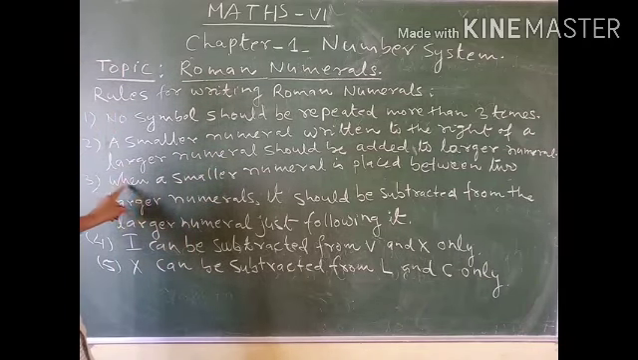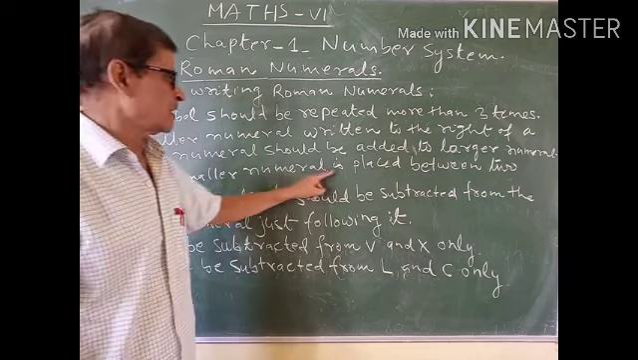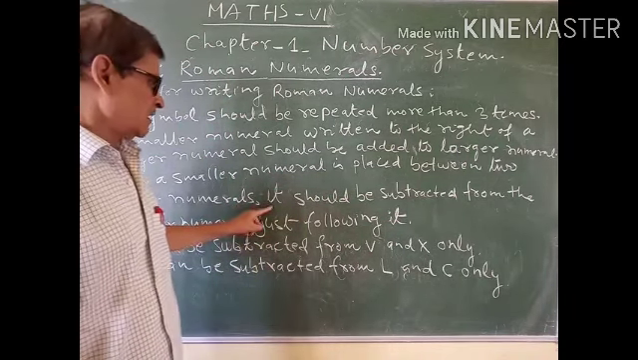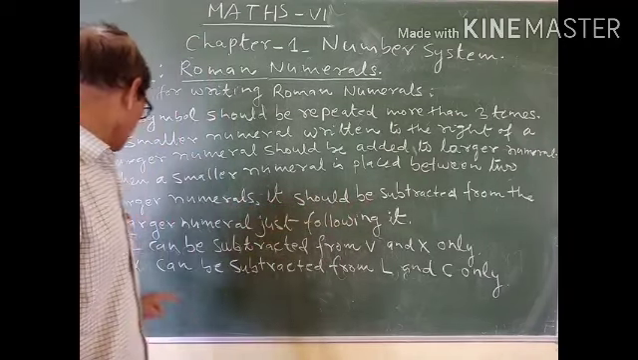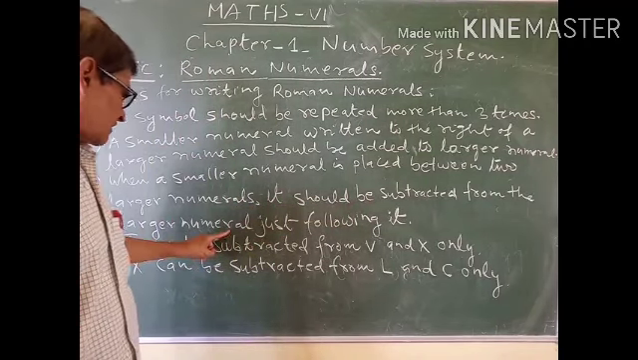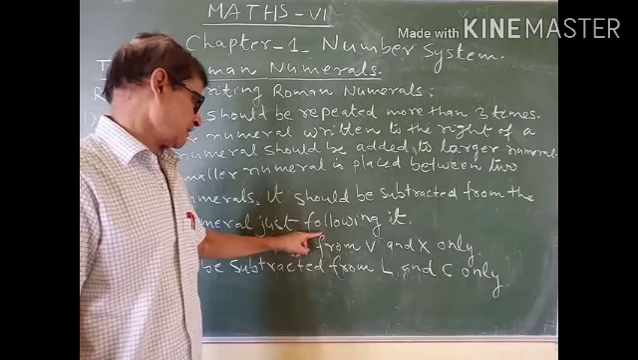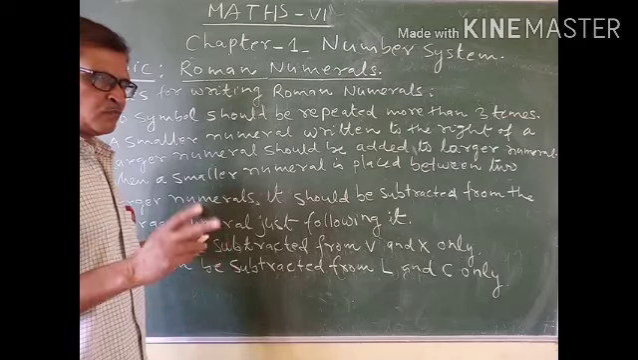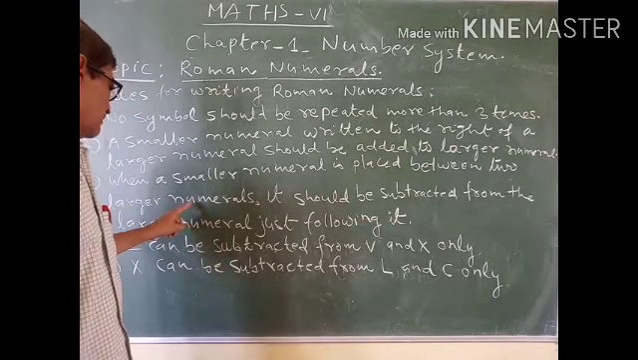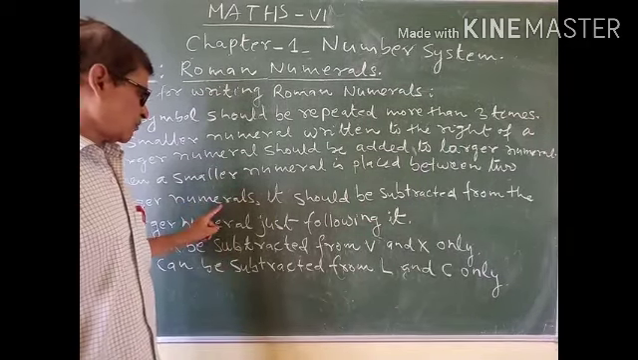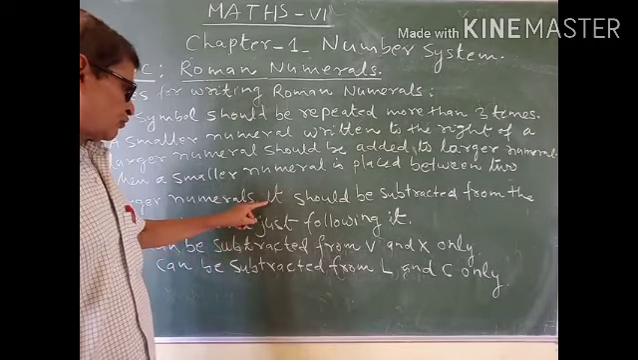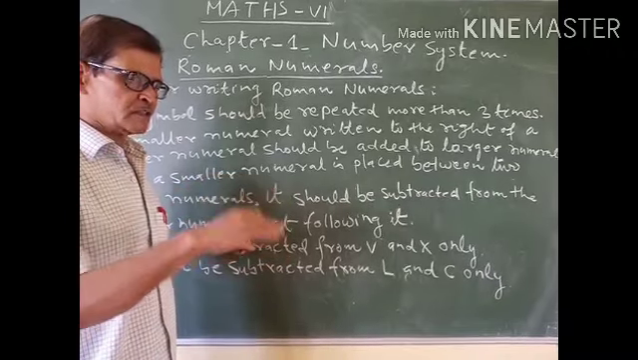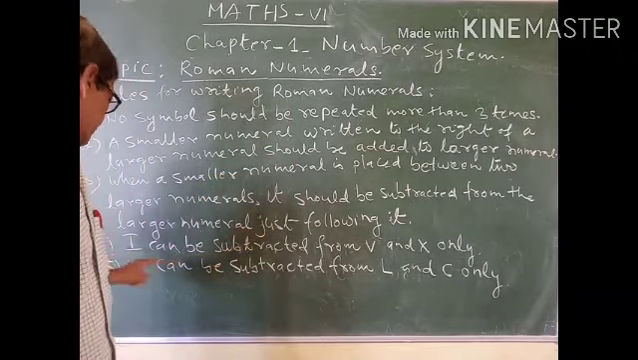Third rule is when a smaller number is placed between two larger numbers, it should be subtracted from the larger number just following it. It means if there is a smaller number between two larger numbers, then the smaller number should be subtracted from the larger number which comes after it.